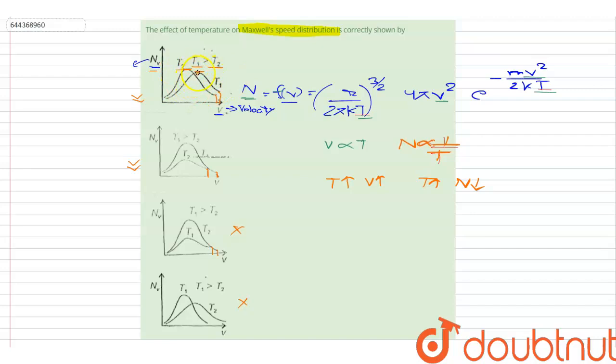In option number 1, the temperature T1 is the higher one and the peak is lower than that of T2, which means that this should be the correct answer. In option number 2, as you can see, despite T1 is higher, still its peak is higher than that of T2. So this obviously is the wrong answer. So the correct answer is option number 1.